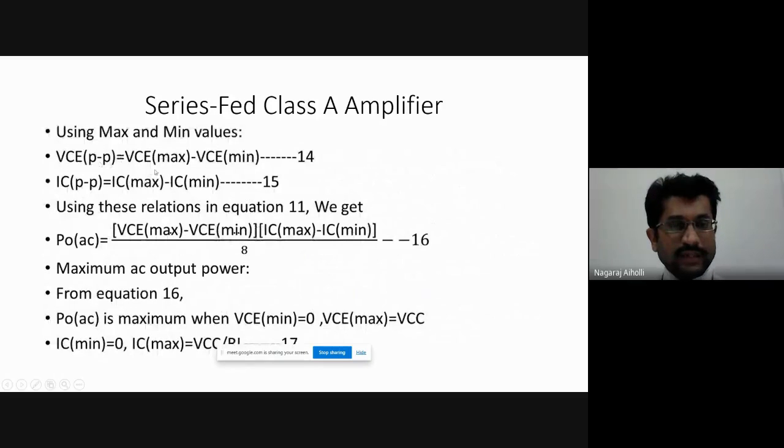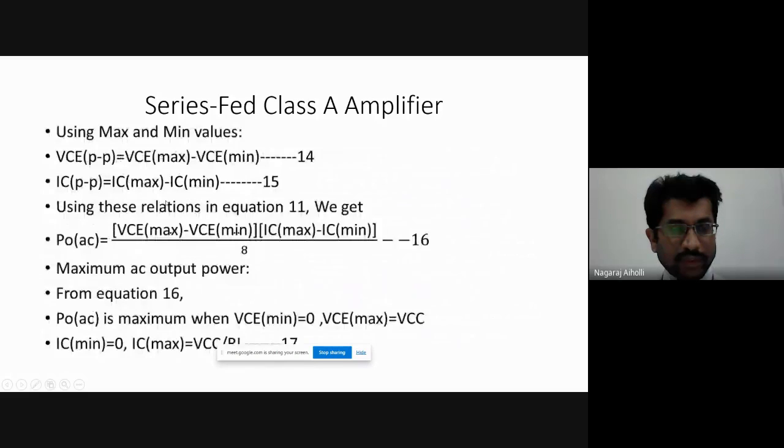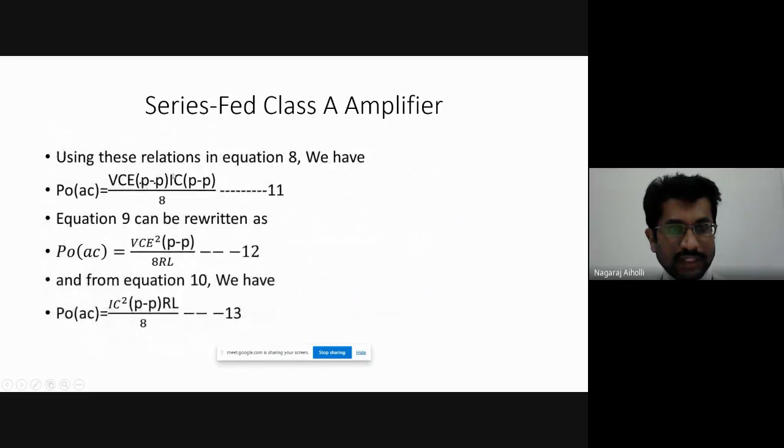VCE peak to peak is VCE max minus VCE min, and IC peak to peak is IC max minus IC min. Now let us use these equations 14 and 15 in equation 11. What is equation 11? P naught AC is equal to VCE peak to peak into IC peak to peak divided by 8. In this equation, if we substitute, then what are we getting? What is VCE peak to peak? It is VCE max minus VCE minimum. IC peak to peak is IC maximum minus IC minimum, divided by 8.